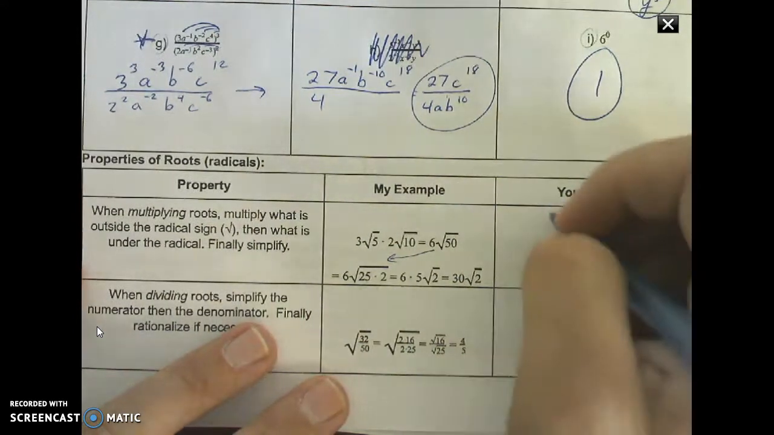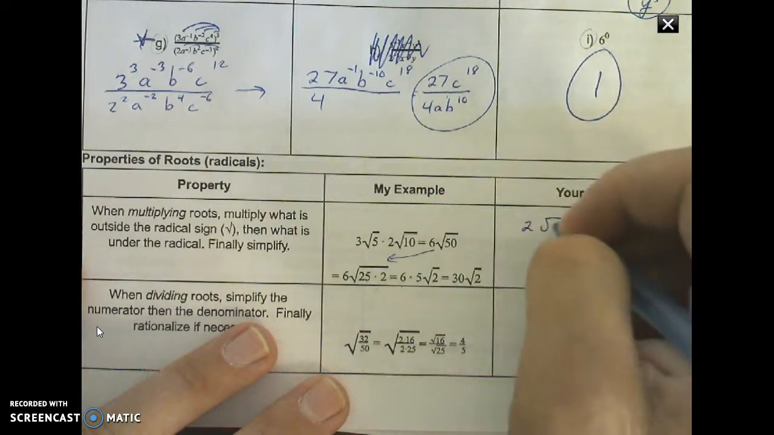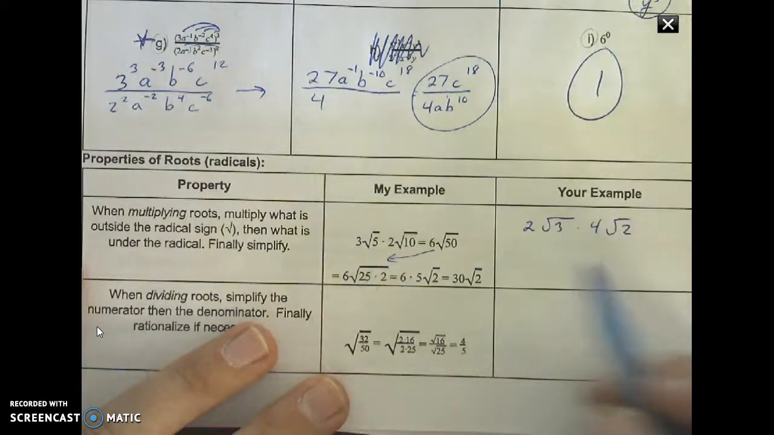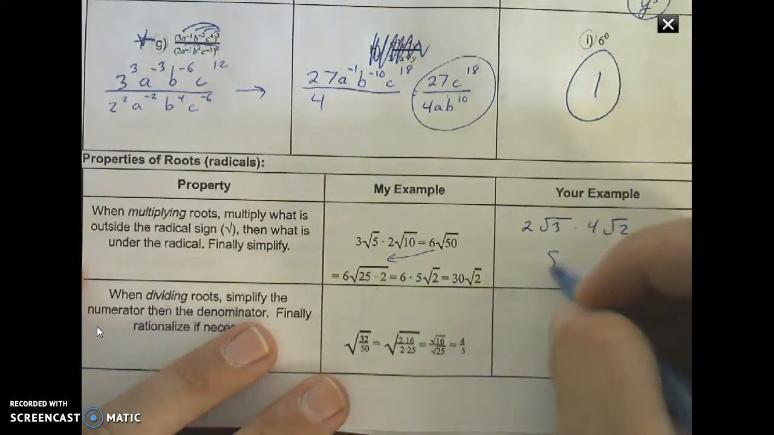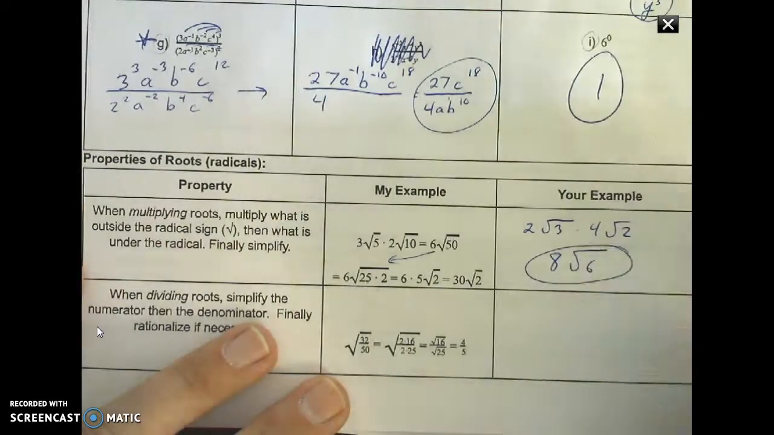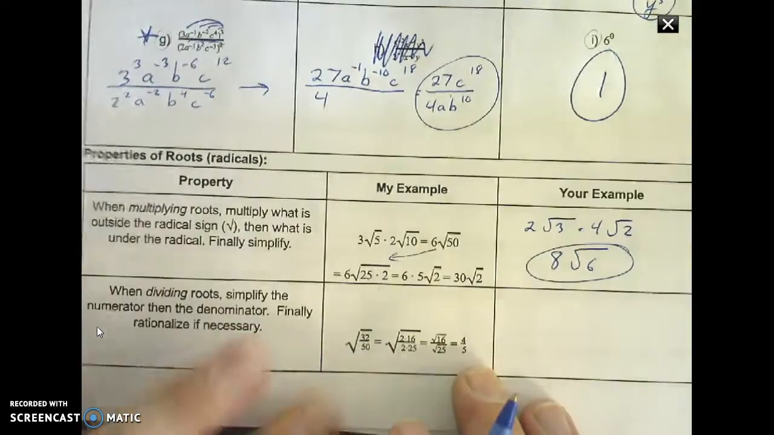So let me give you guys a really simple example. 2 root 3 times 4 root 2. 2 times 4 gives me 8. The root 3 times the root 2 gives me root 6. I multiply. Okay? That's all we're doing there.